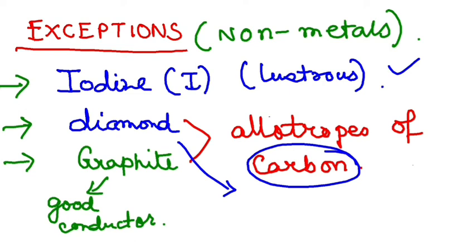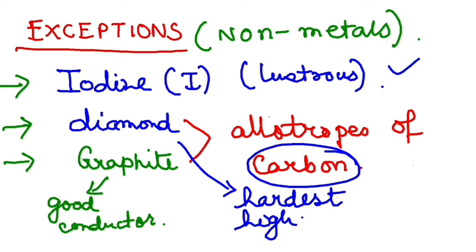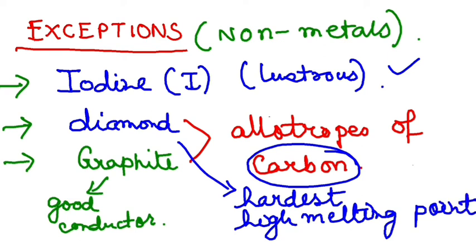Carbon is a non-metal. So diamond is a non-metal and it is supposed to be not hard, but in fact diamond is the hardest substance known, right? And it also has a high melting point. It's very difficult to melt a diamond, right? So this is a very high melting point and it is one of the hardest substances known. So these two are exceptions also because non-metals are not supposed to show these properties, right?